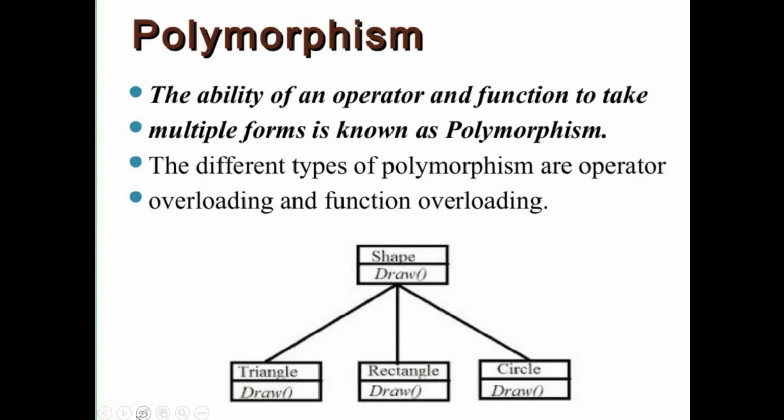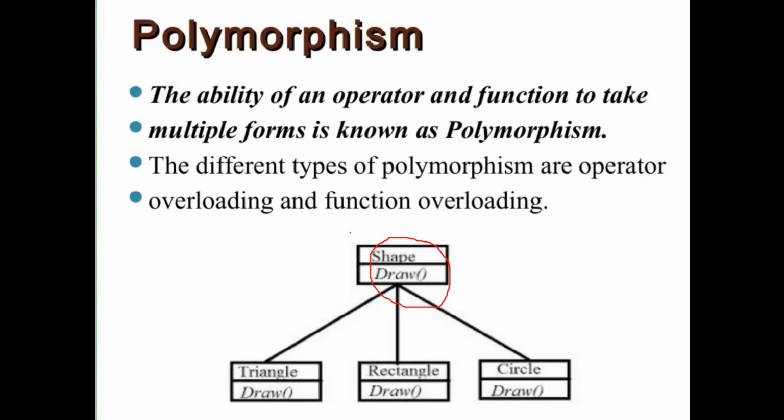Or you can say the ability to take more than one form is known as polymorphism. Different types of polymorphism are operator overloading as well as function overloading. Now you can see this example here. For example, we are creating a function as a shape, right?